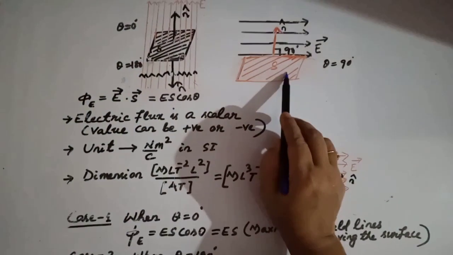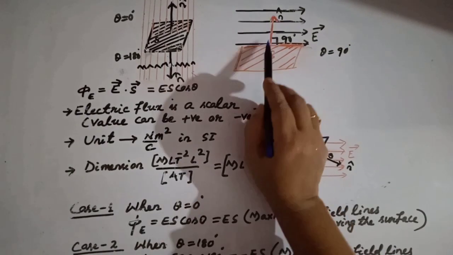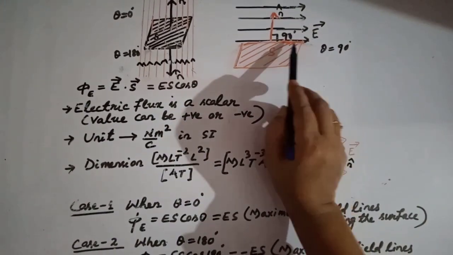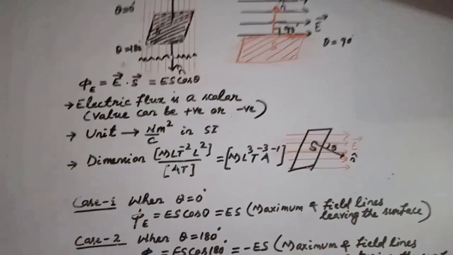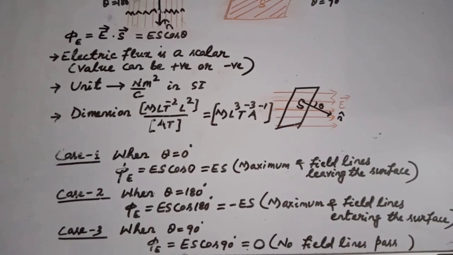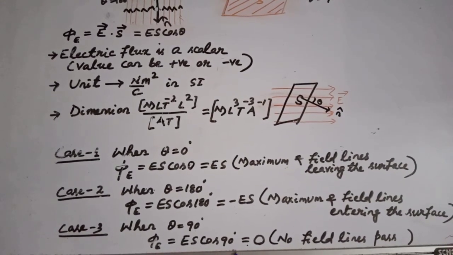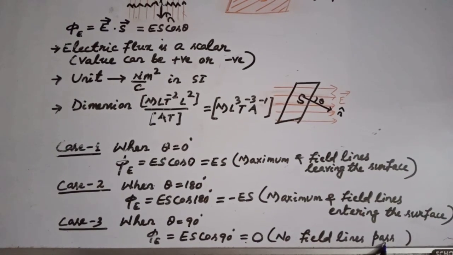If we consider this case, where the area vector and the electric field are perpendicular, the angle is equal to 90 degree. So case 3: when theta is equal to 90 degree, phi is equal to Es cos 90, that is equal to 0. That means no field lines pass through the surface.